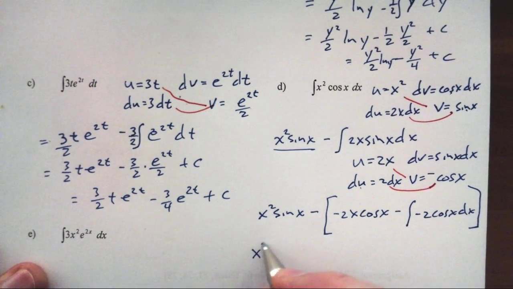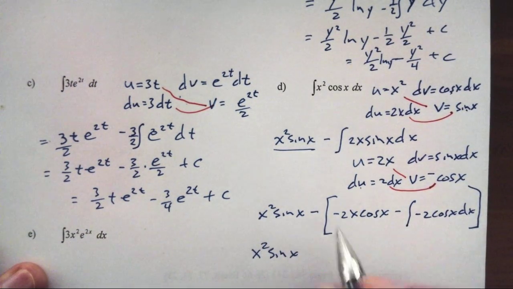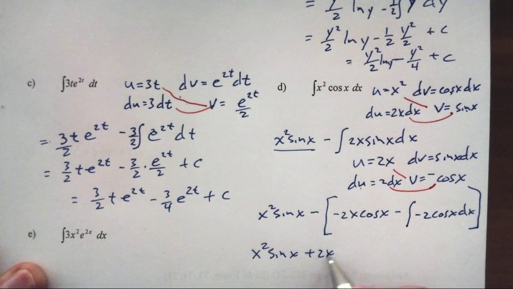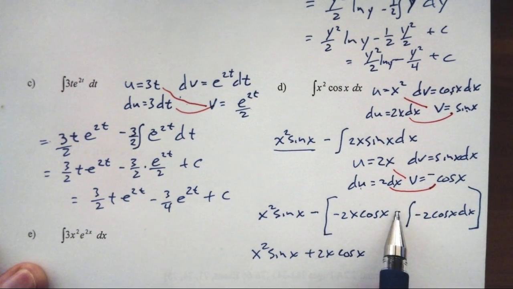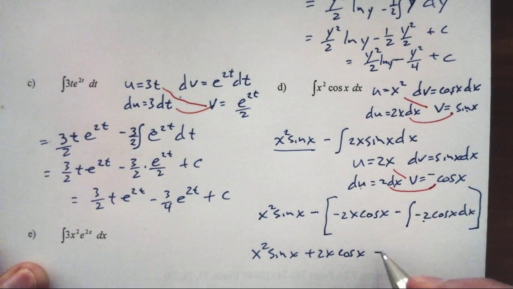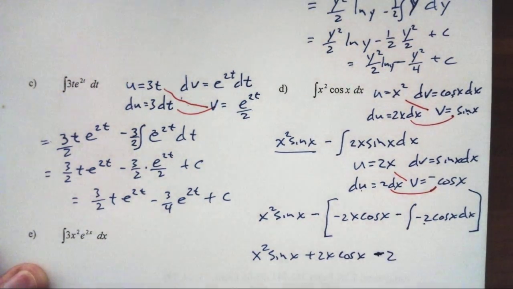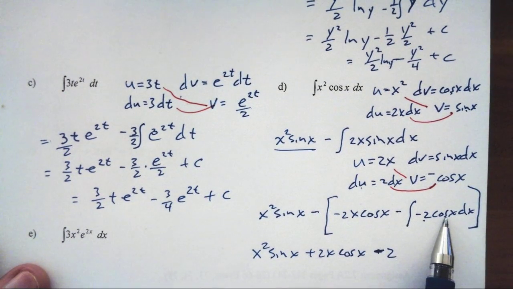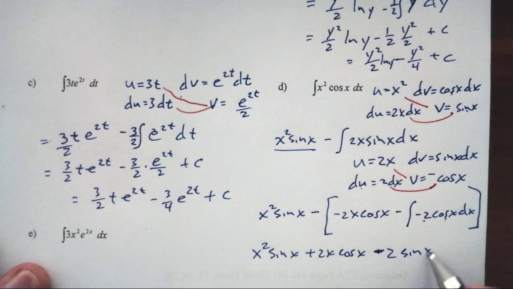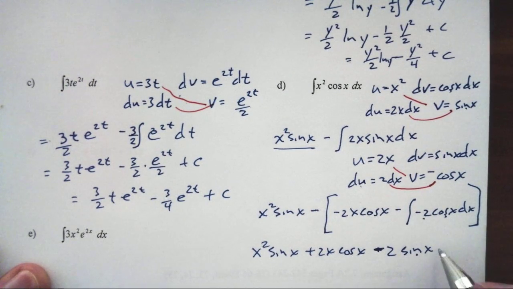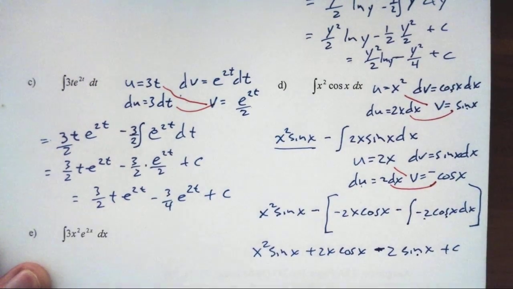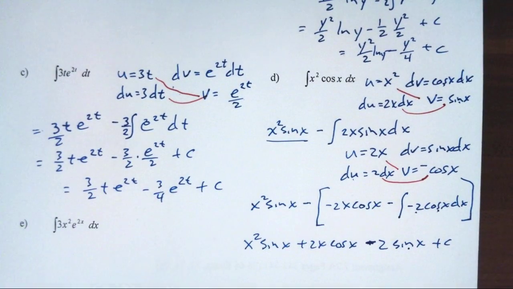Okay, what do we end up with? x squared sine of x minus, plus 2x cosine of x. Careful here, I got a minus, that's plus, but I got another minus. That is plus, or that's minus, excuse me. That's minus 2 times the integral of cosine, which is sine. The derivative of sine is positive cosine, got it. Plus C, and there we have it. Wow, that's a lot going on.